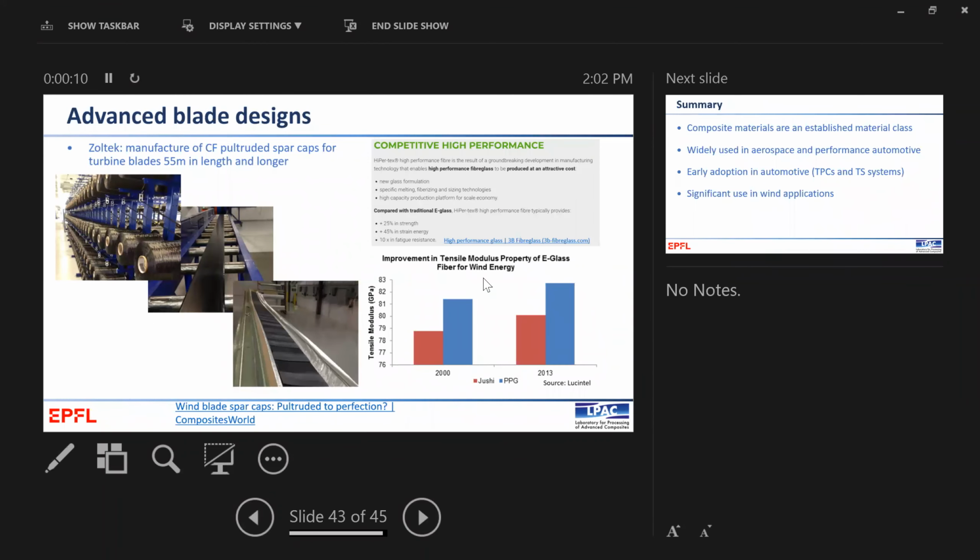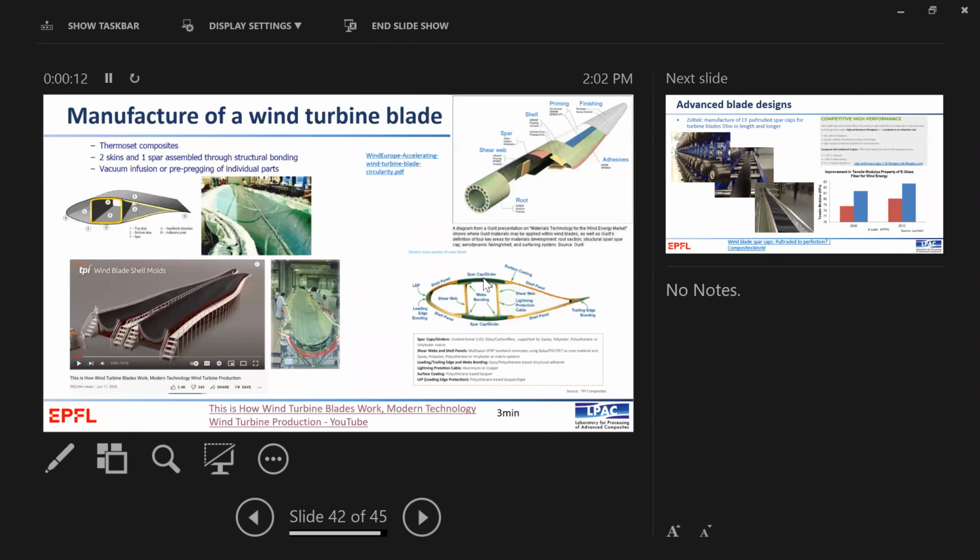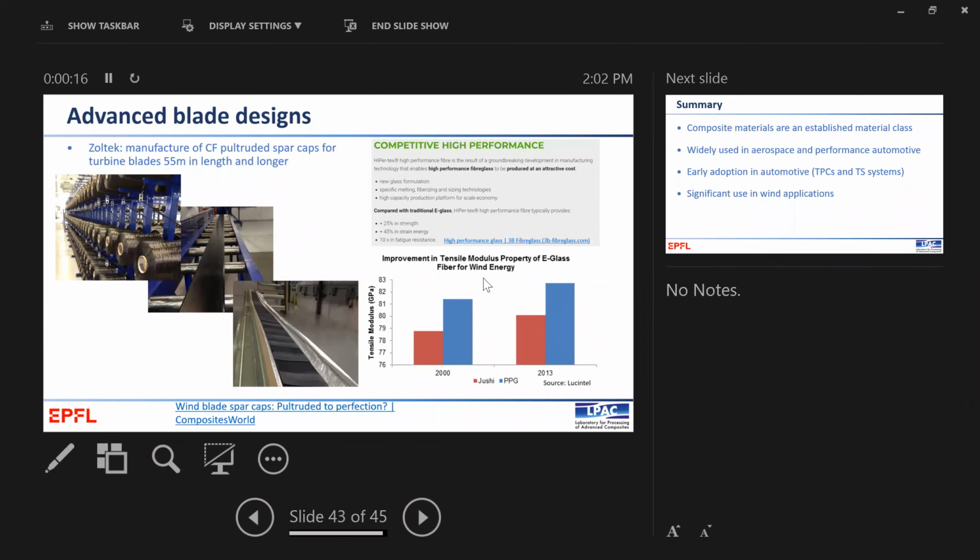Okay, we talked about the spar cap. If you just remember that, spar cap is this area here. People are starting to use carbon fiber in these for longer blades. And Zoltek, for example, is making a pultruded spar cap, takes carbon fiber, 50K roving, and impregnates that with a resin, and it makes a UD strip that can then be built up to make the spar cap. So that's where carbon fiber is being used.